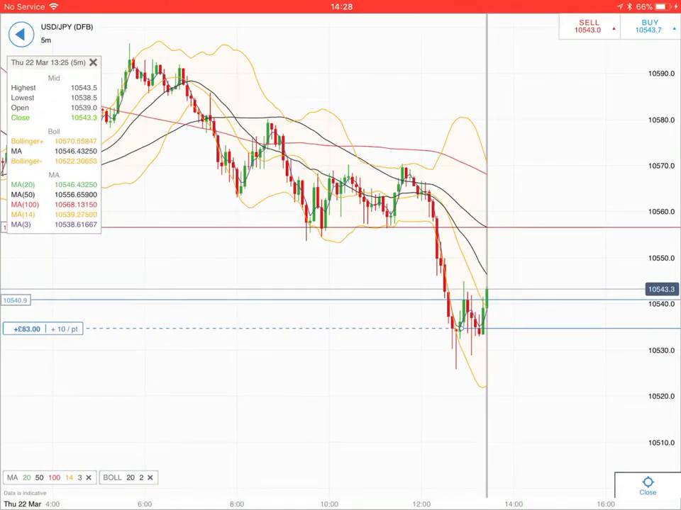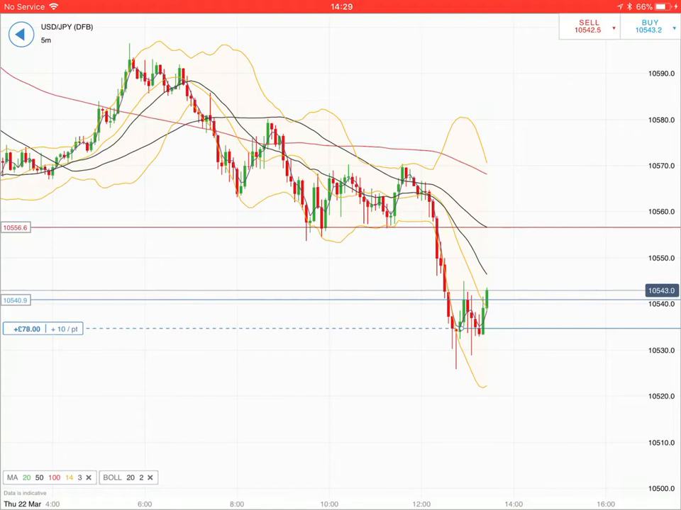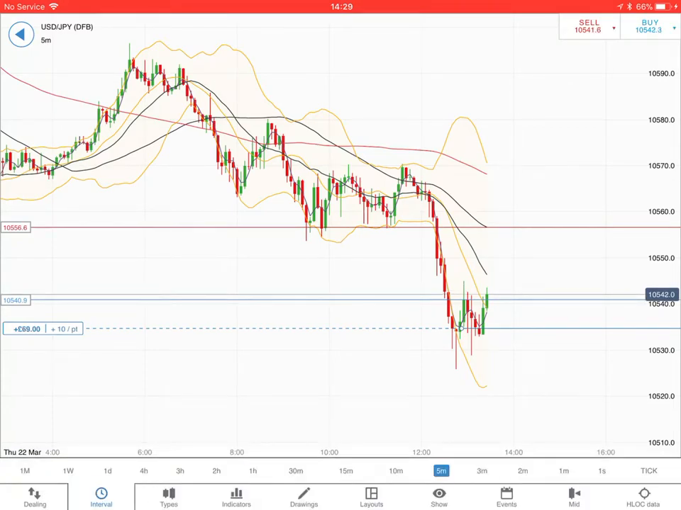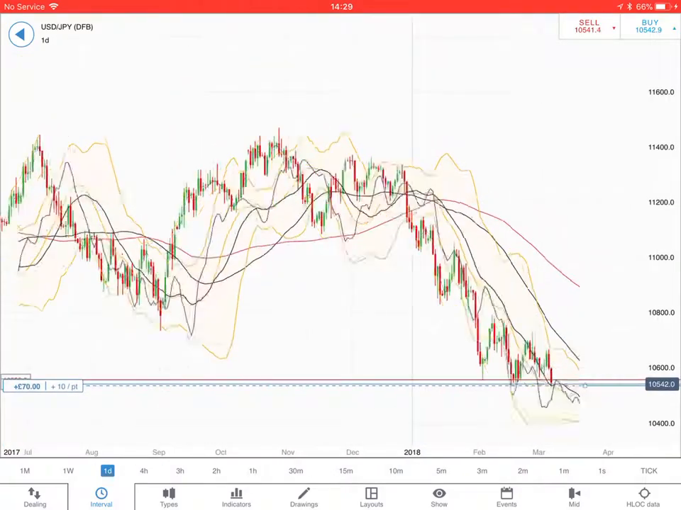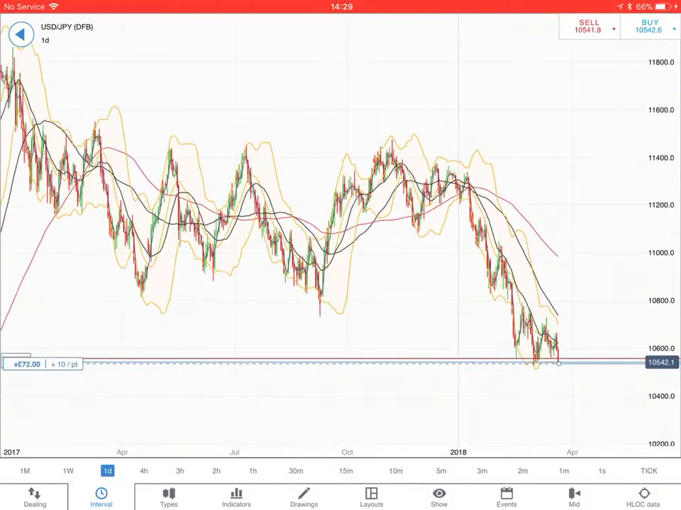Okay, here's a trade that I've placed today on the US dollar Japanese yen pair, and I'm going to take you through how I come to decide whether I wanted to deal in this little market here. So I'm going to go to the daily time frame and do a little bit of a pre-analysis for you of how I decided that I was going to do this.